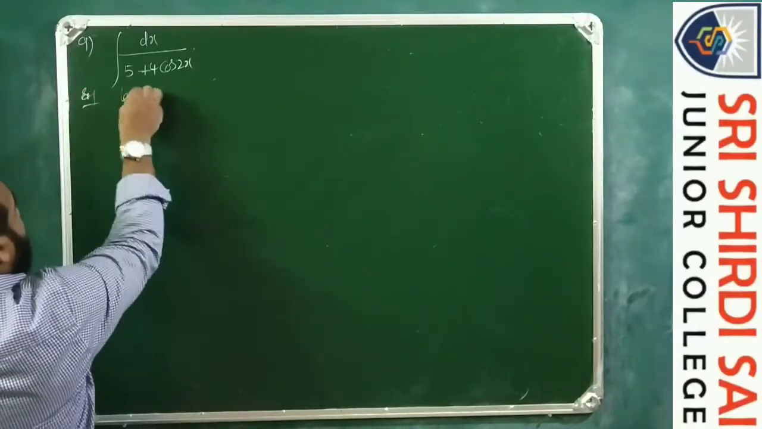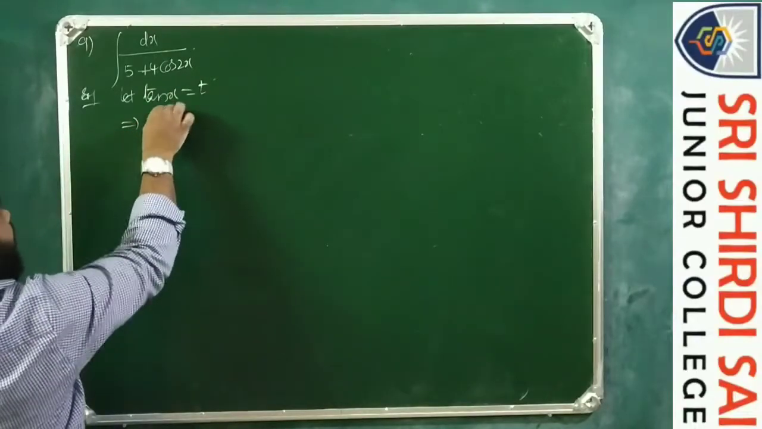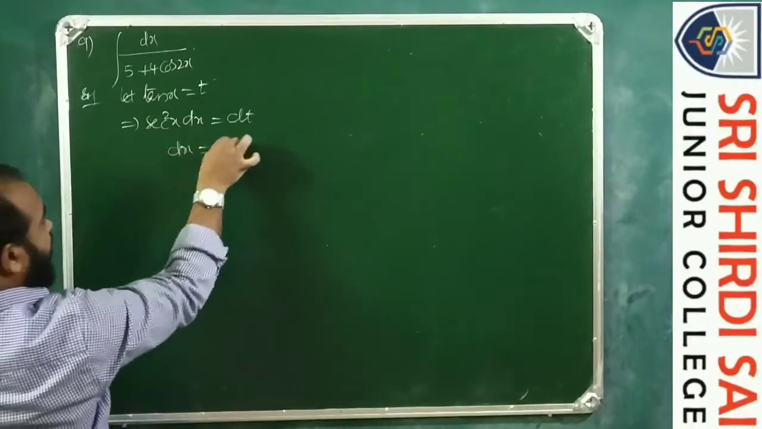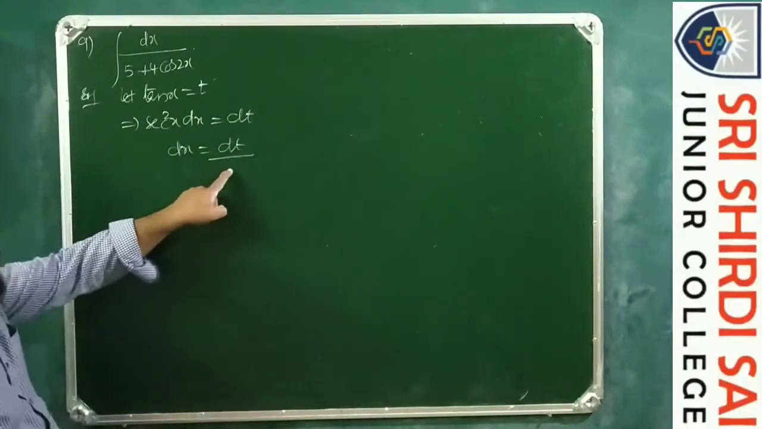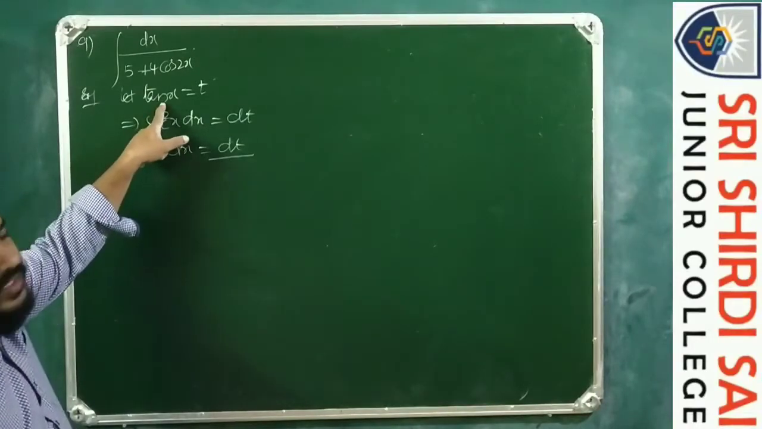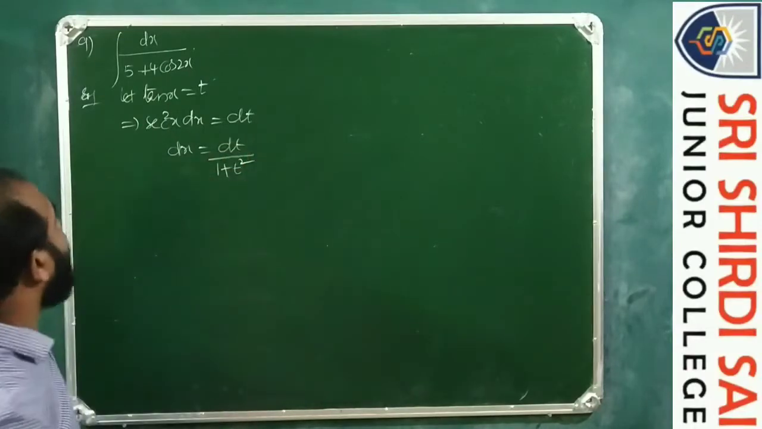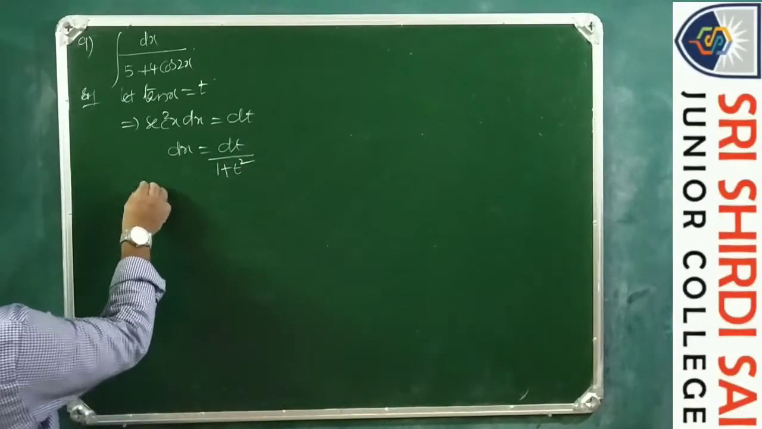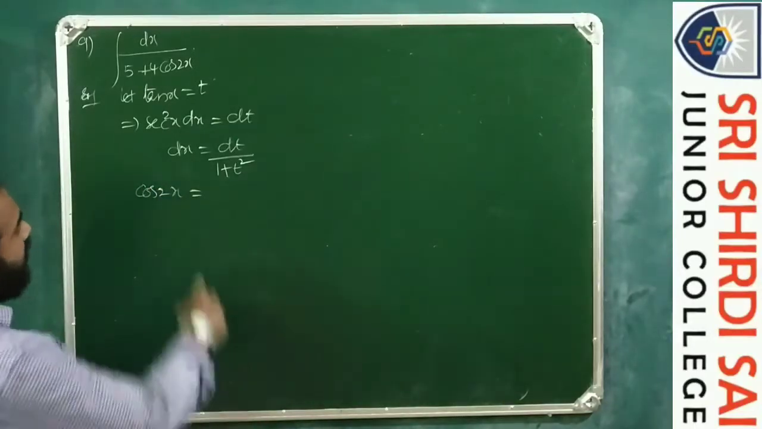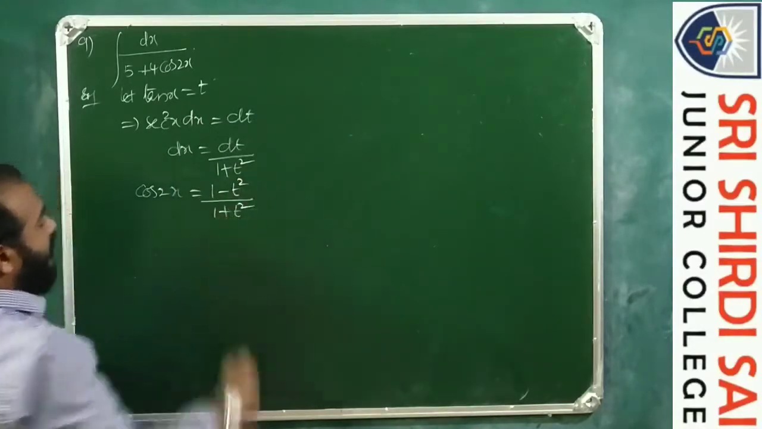Solution, let tan x is equal to t, secant square x dx is equal to dt, dx is equal to dt by secant square x. Secant square x can be written as 1 plus tan square x, tan x is t, tan square x is t square, 1 plus t square. So dx is dt by 1 plus t square. So cos 2x is 1 minus tan square x by 1 plus tan square x, tan x is t, so 1 minus t square by 1 plus t square.